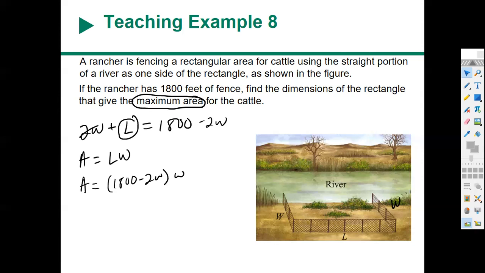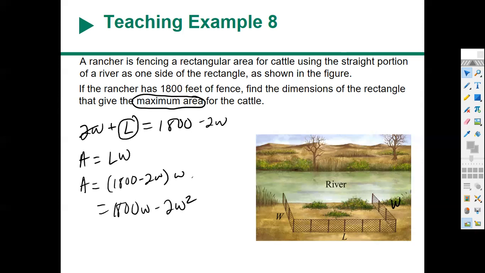So once we substitute, do you see how it naturally now became a quadratic? Because what would happen once I distribute that W? Anyone? It's going to make it into a square, right? Once I distribute that W, I now have 1,800W minus 2W squared. So wait, but that would be the answer, right?